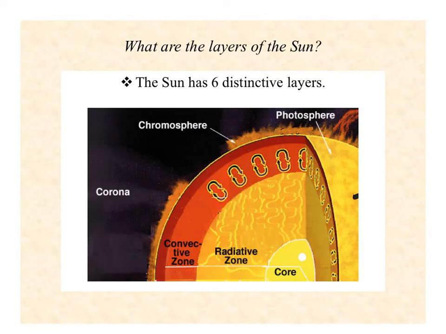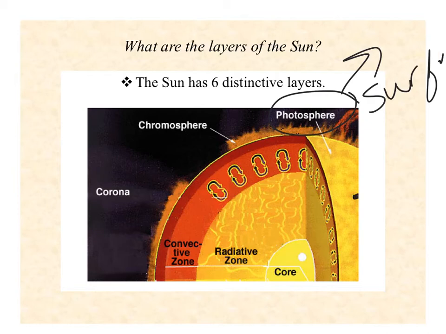So the next thing we're going to look at is the internal structure of the sun. And we can think about the sun as having 6 distinctive layers. We can see the photosphere, which is what we call the surface. When we talk about the temperature of the sun, we're talking about the temperature of the photosphere. Sorry, that went off the screen there. So the photosphere is what we call the surface. That is the color yellow/orange that we see in our sky. We are seeing the photosphere.